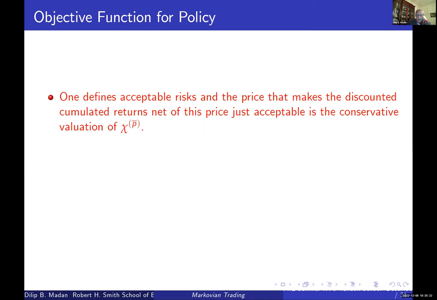And we define acceptable risks as a conservative valuation of this chi p. So chi p is out in infinity, discounted total accumulated returns. And we say that we want to define acceptable risks as to what are the acceptable random variables chi p. What are the acceptable random variables chi p? And the acceptable random variables chi p are those that have a positive expectation for a whole collection of test measures. Now, the test measures get complicated. They go into a paper in 2017 in Finance and Stochastics. But, you know, things are complicated only for a few hours. And then once you get familiar with them, they're not that complicated anymore, really. And so we learn to work with them.